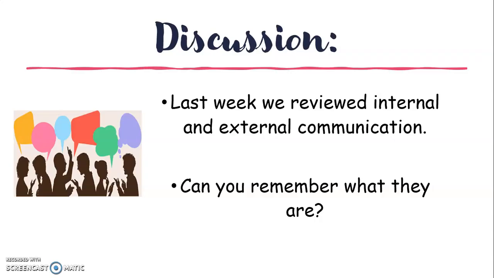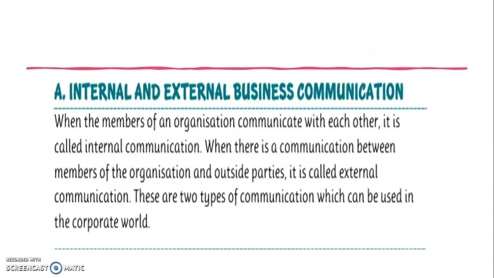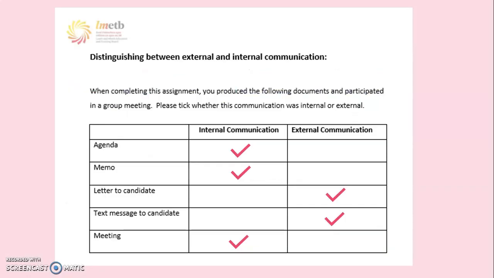Internal and external communication then. So we looked at this last week, but can you remember what they are? You can pause the video here while you think about that. But I'm just going to move on. When the members of an organization communicate with each other, it is called internal communication. When there is a communication between members of the organization and outside parties, it is called external communication. These are two types of communication which can be used in the corporate world.